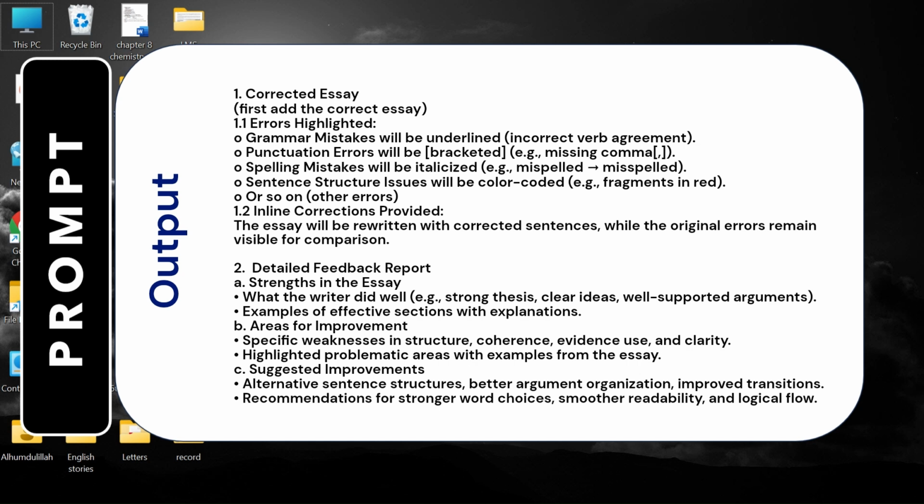So this is the structure of the output that the application will provide to us after we submit an essay to the application. The first point is the corrected essay. First of all, the application will highlight the errors. Then it could be grammar mistakes, punctuation mistakes, spelling mistakes, sentence structure issues, or transition mistakes. Then it will provide us a corrected essay. After this, it will provide us a detailed feedback report, and in this report, we would have strengths, areas, and suggested improvements.